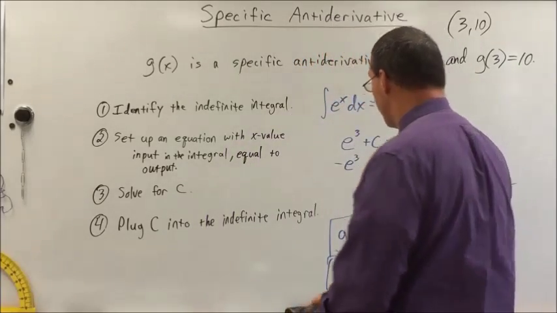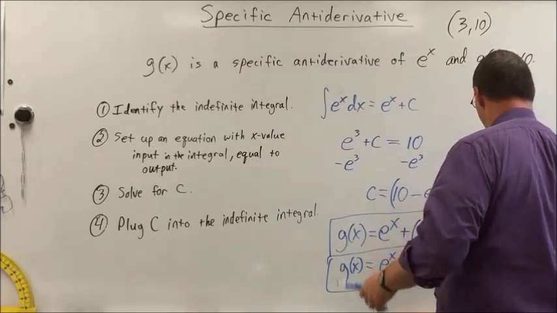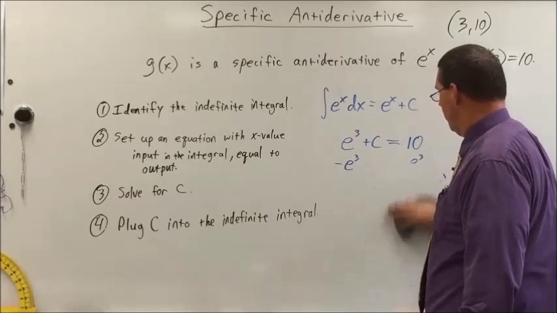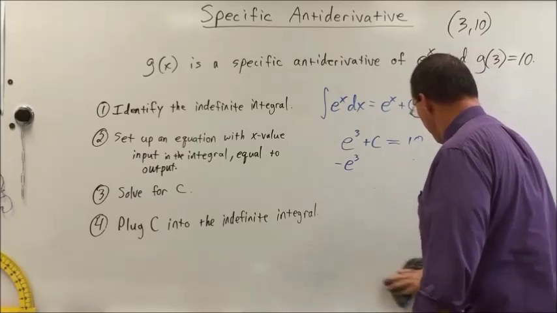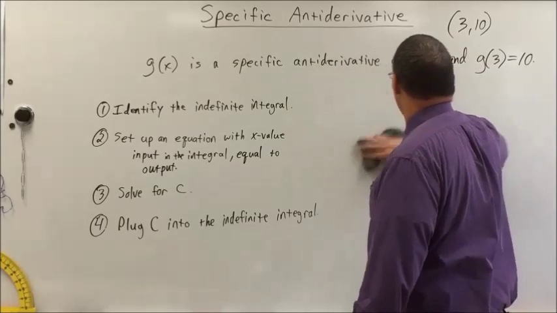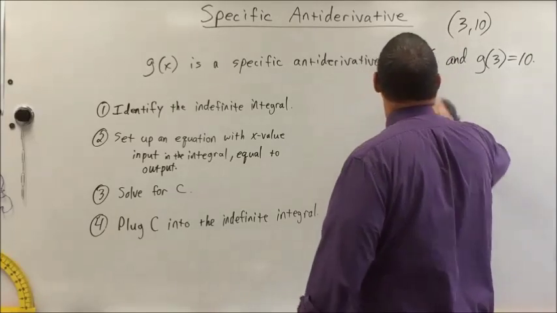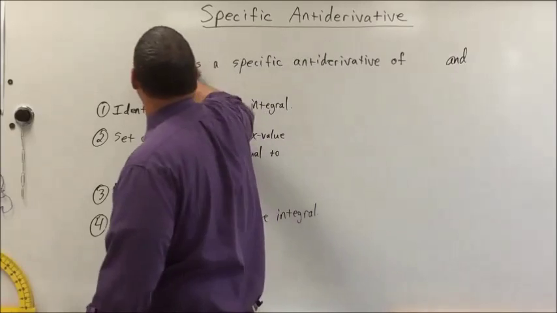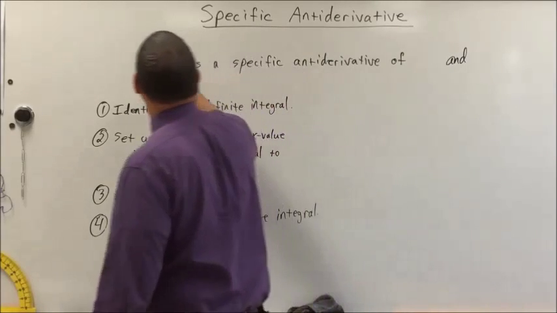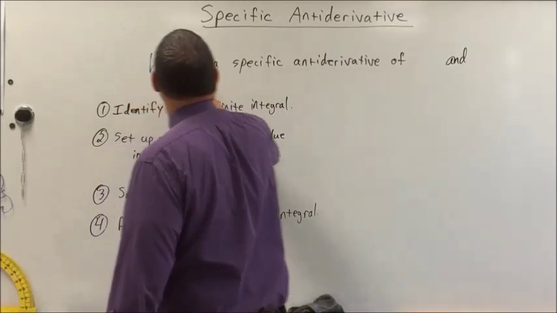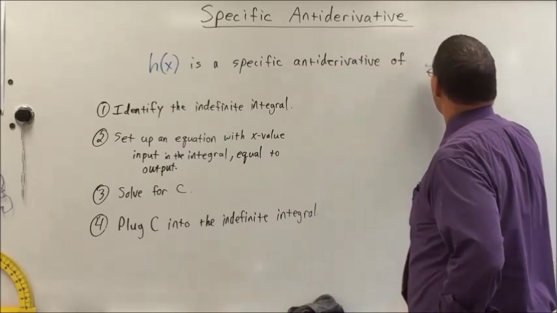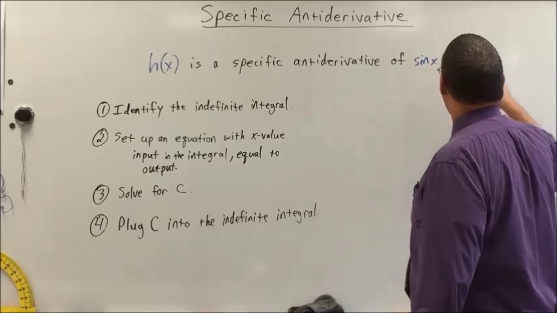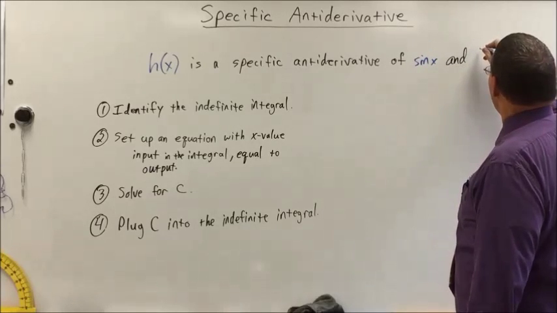In that case, we're going to do one kind of like 5 and 12 right here, right now. But I'm not going to do it with integration by substitution. I'm just going to make it a simpler problem. Let's say that we have some situation. Let's call it h of x. So h of x is a specific antiderivative of sine of x.